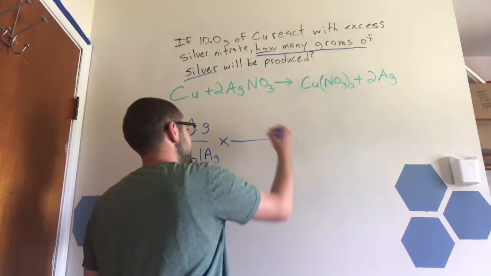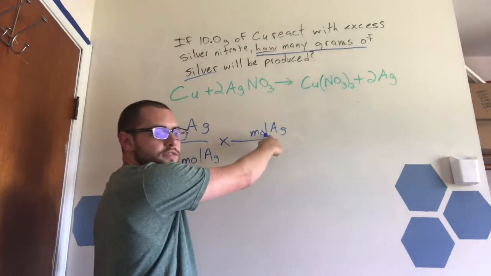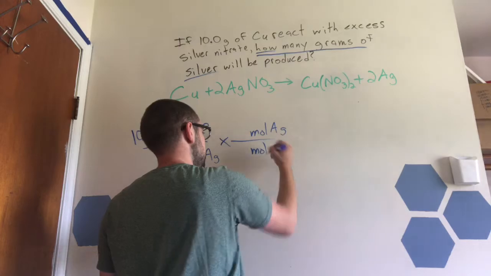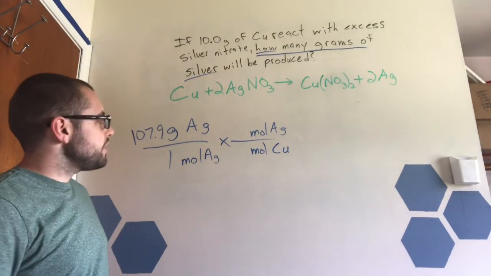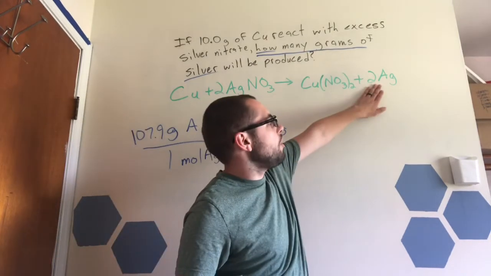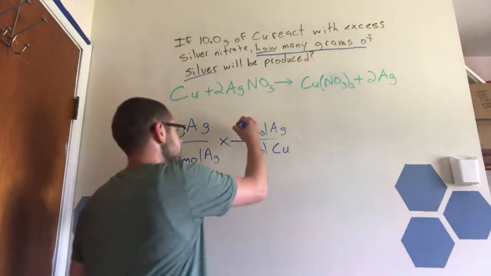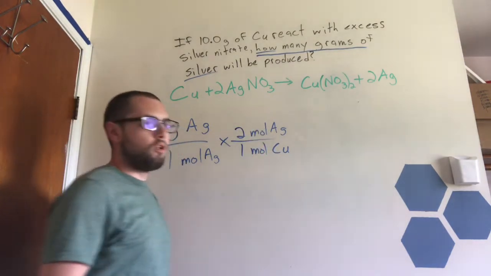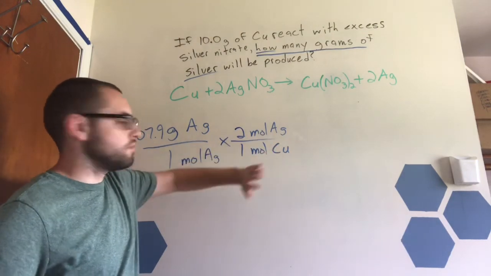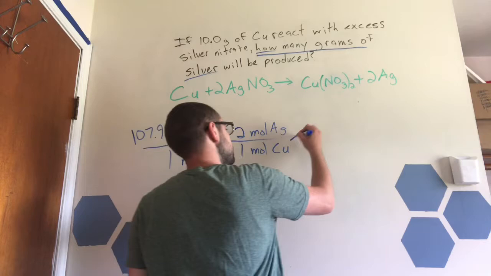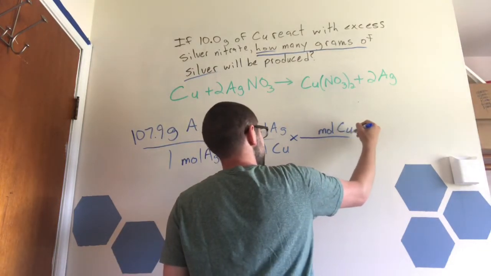For my next fraction, now that I'm into moles of silver, I can do the mole bridge and make my way back to copper. The ratio here, 2 moles of silver, 1 mole of copper. My units are still canceling out. So far this is all good. I can carry this unit over because I know it's going to cancel out. Moles of copper.